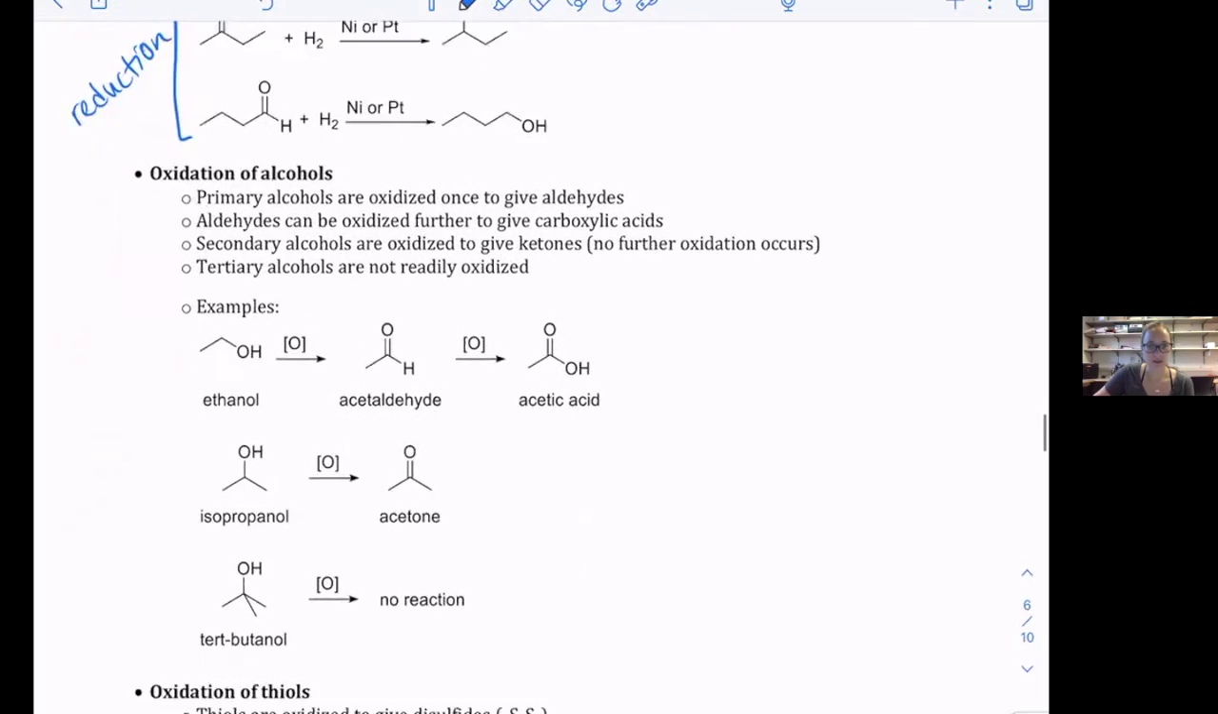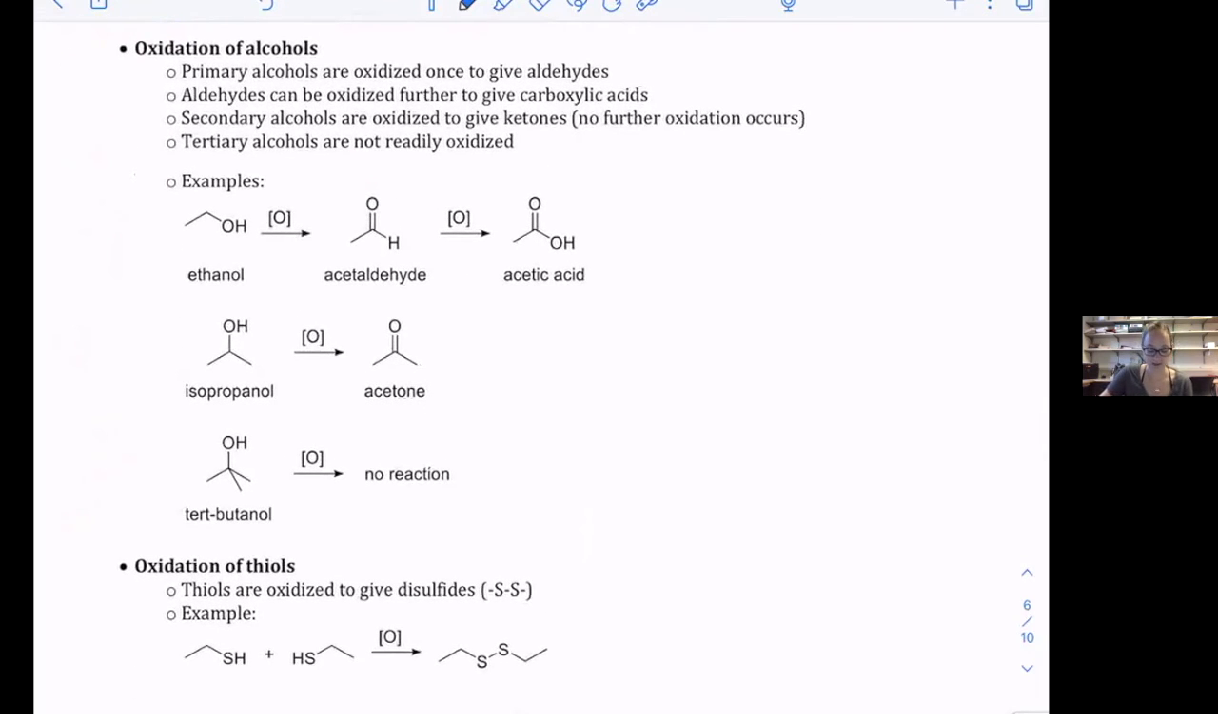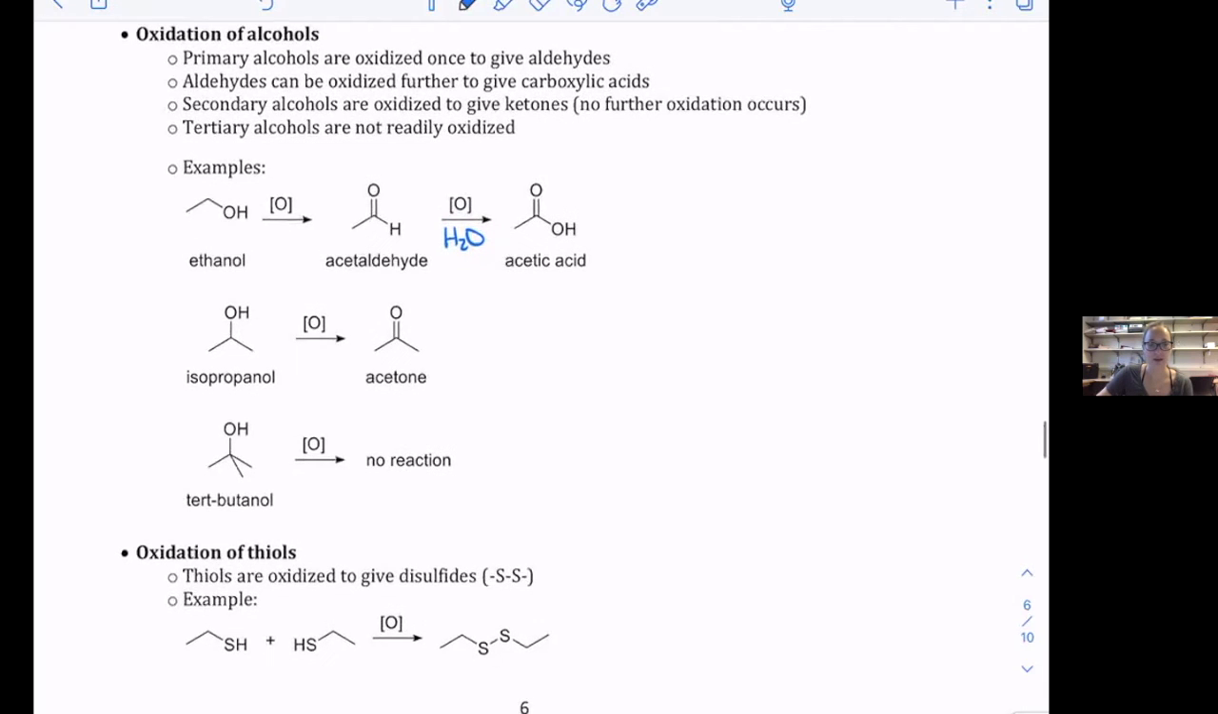Okay, and then oxidation is the opposite of our reduction. So primary alcohols, if in the presence of water, will go all the way to the acid, or the carboxylic acid, I'm sorry. But without water, it will stop at the aldehyde. Our secondary alcohols are going to do an oxidation to become ketones, and then tertiary alcohols cannot undergo oxidation because there are no hydrogens to be oxidized. No CH bonds next to that OH that can be oxidized.